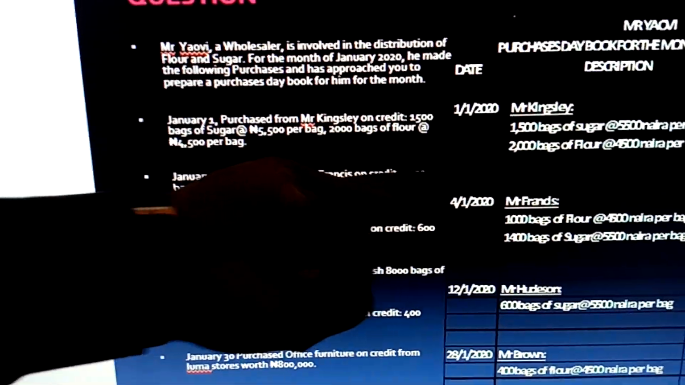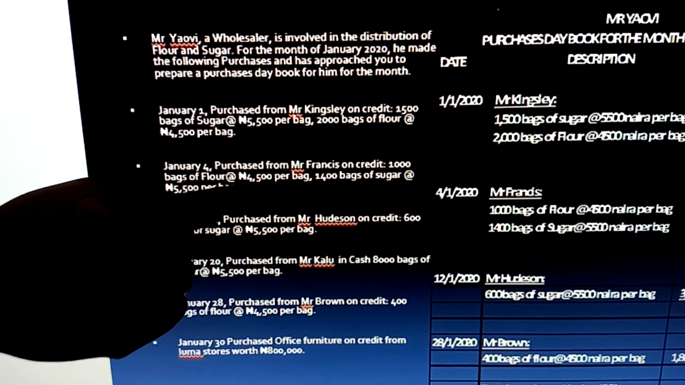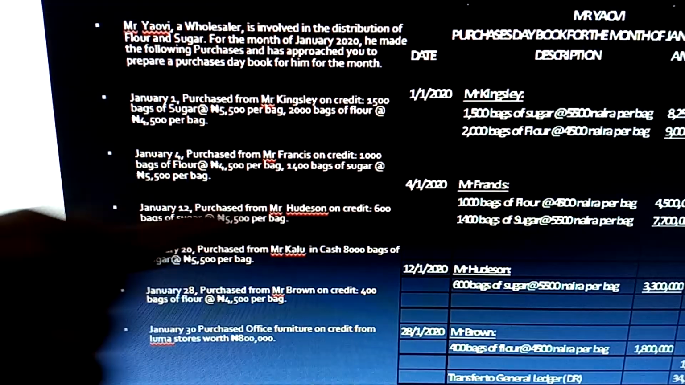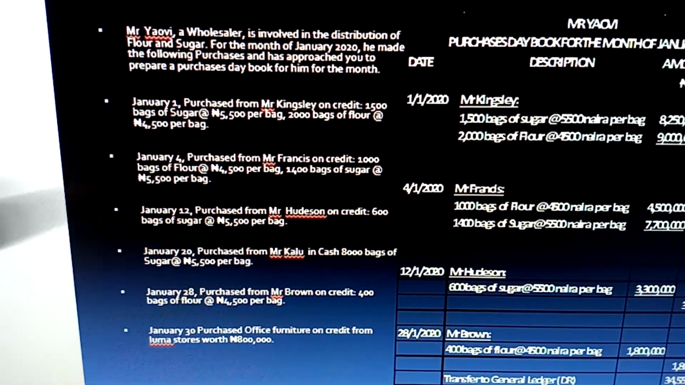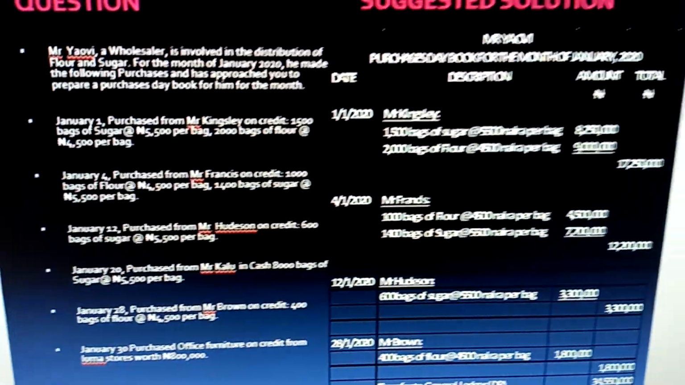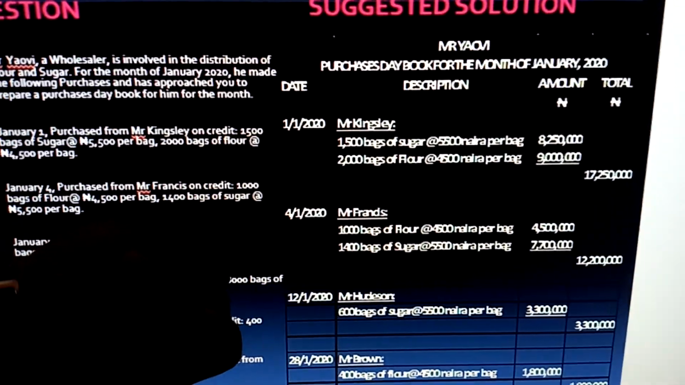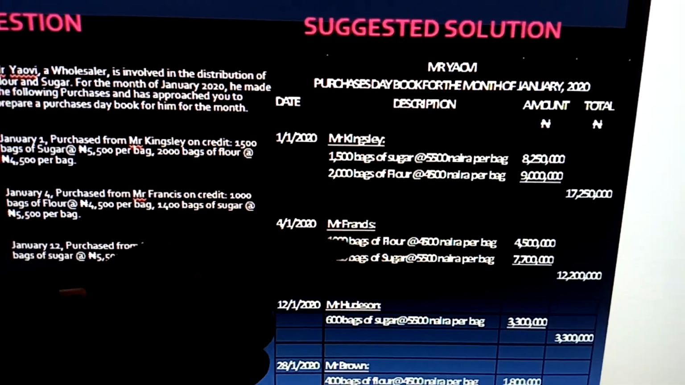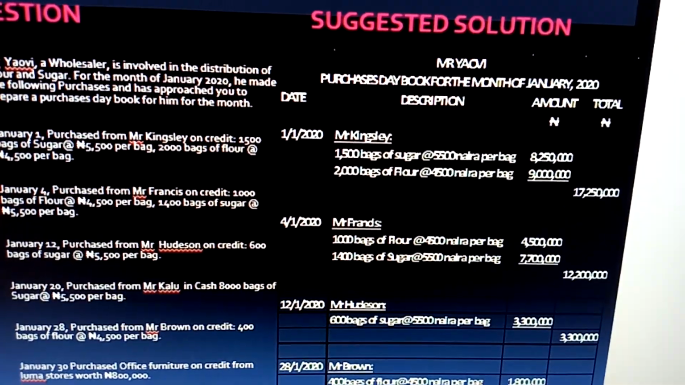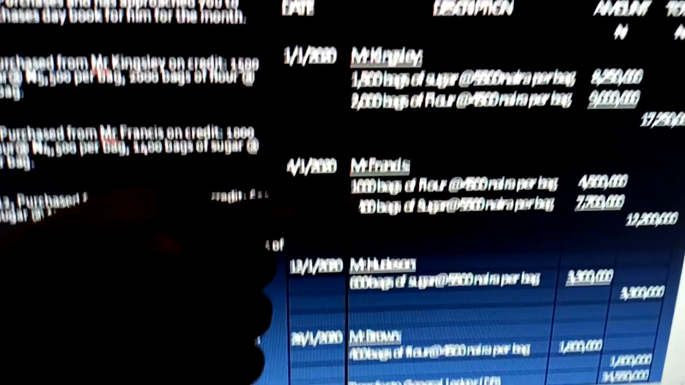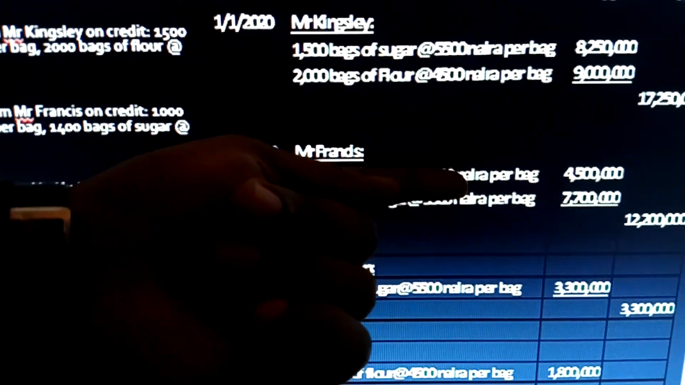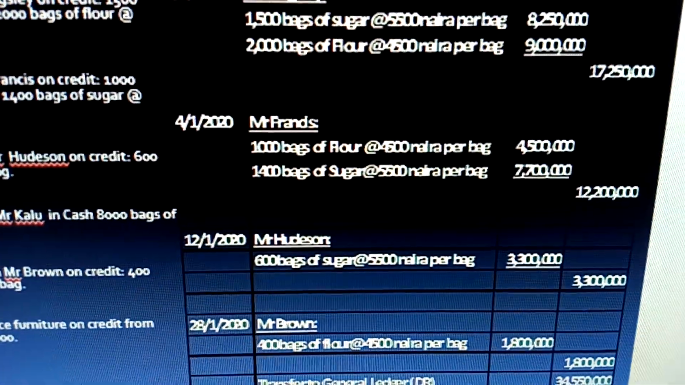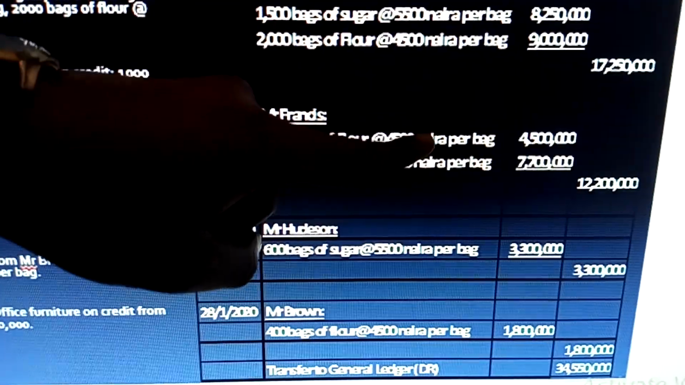The second transaction says January 4th, purchased from Mr. Francis on credit 1,000 bags of flour at 4,500 naira per bag and 1,400 bags of sugar at 5,500 naira per bag. So let's prepare. The date says 4th of January 2020. Purchased from who? Mr. Francis. What was purchased? 1,000 bags of flour at 4,500 naira per bag.